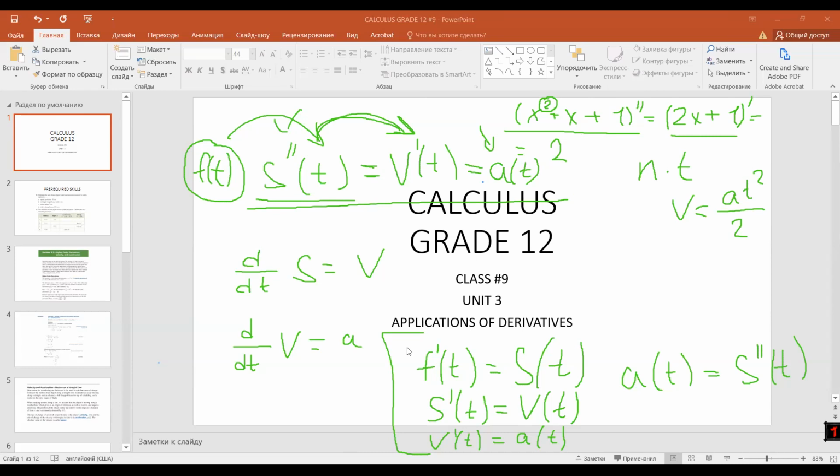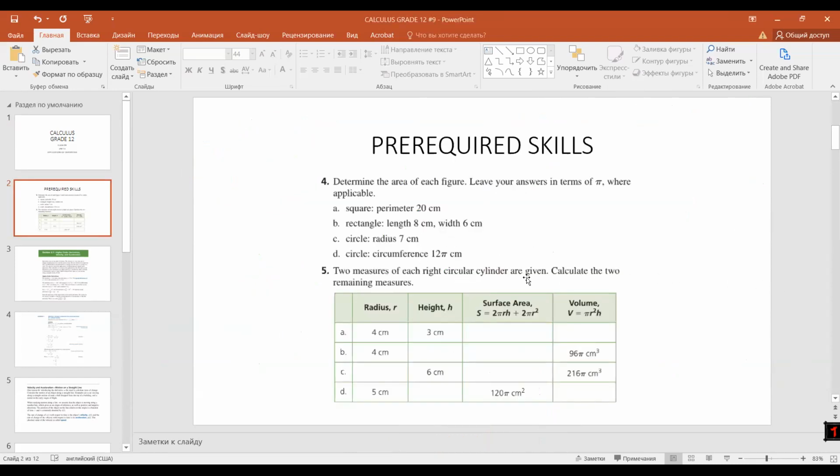Let's move on. Here, I would like you to do this because it's very important. I won't tell you why it's important just now because you wouldn't understand it, but you have to know how to evaluate surface area and volume of certain objects. This was in your geometry class, I believe, before.